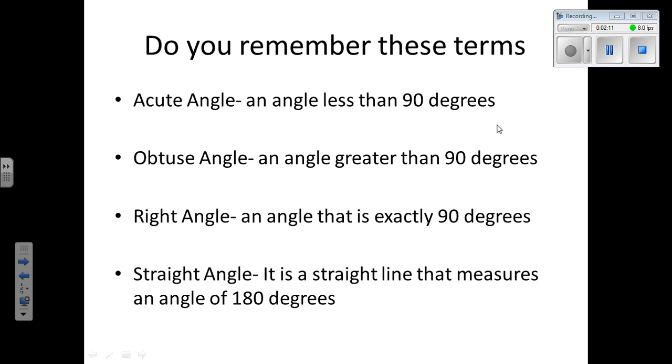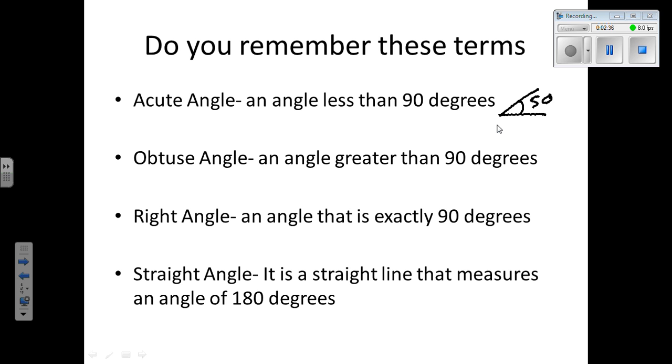All right. Do you remember these terms? If you don't, I need you to write down the definition. An acute angle is an angle less than 90 degrees. So that would look like this. So an acute angle is less than 90 degrees.